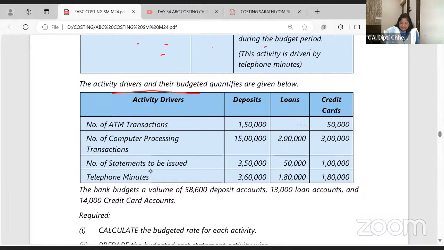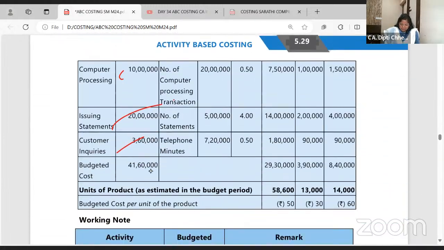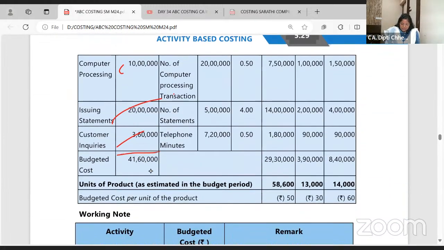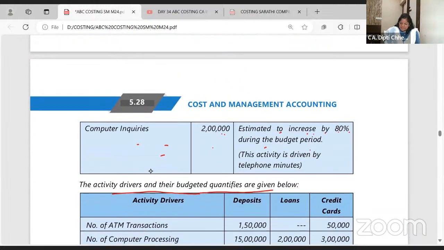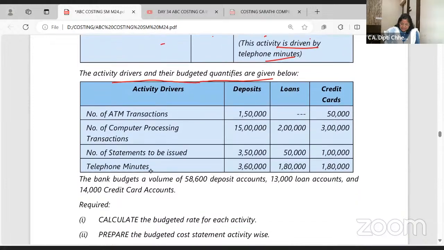The activity drivers and their budget quantities, all details are given below. So what is the total budgeted cost? Okay, customer, this is driven by telephone minutes. Now they have clearly given that ATM transactions are there in deposit and credit. Loan mein hai hi nahi.